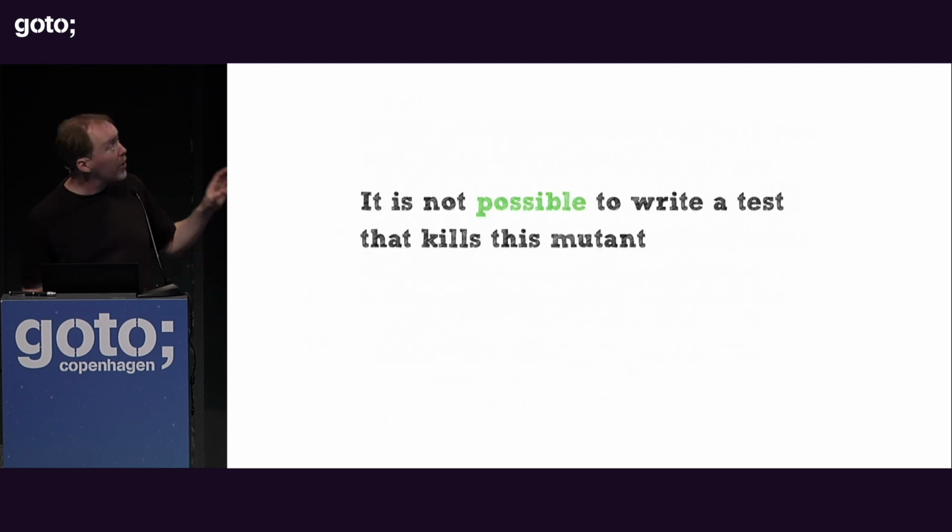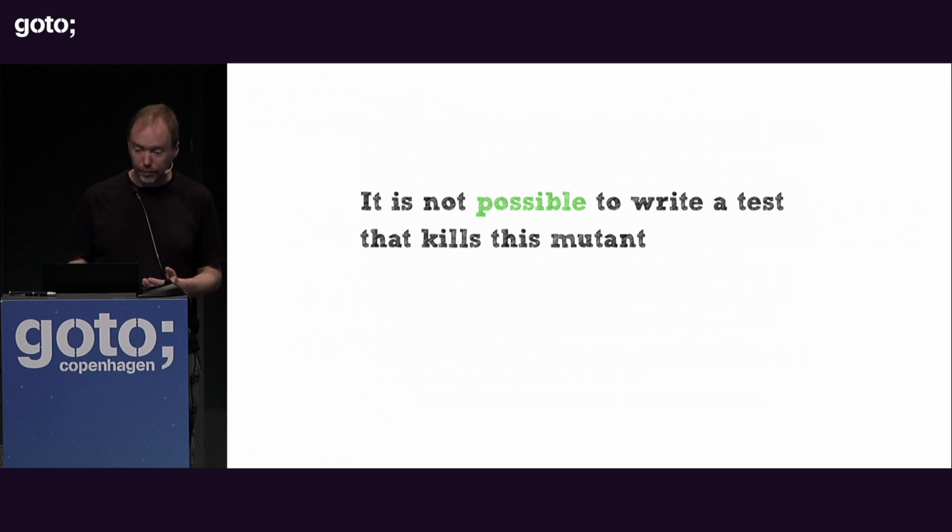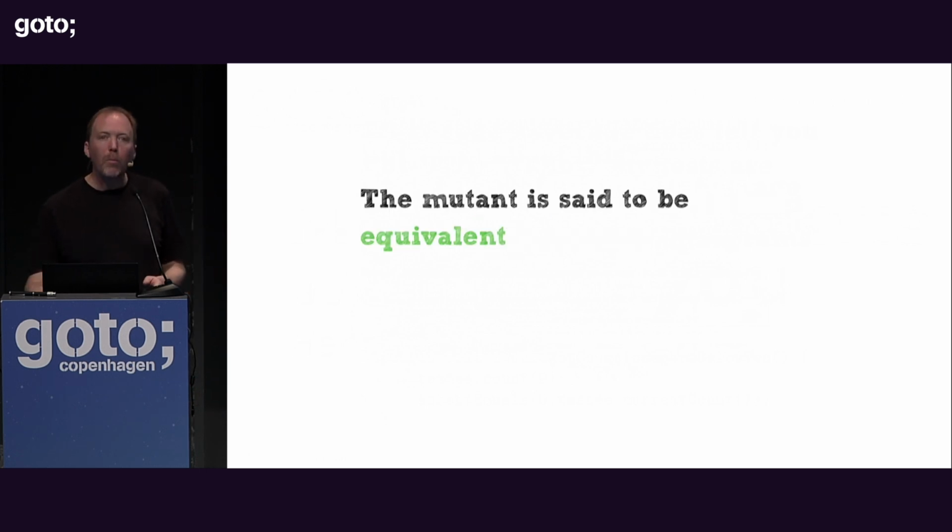So these are logically equivalent behaviors, but expressed slightly differently. So it isn't possible to write a test that will kill that mutant. Any test you wrote which failed for that mutated code would also fail for the unmutated code. So we call this an equivalent mutation.